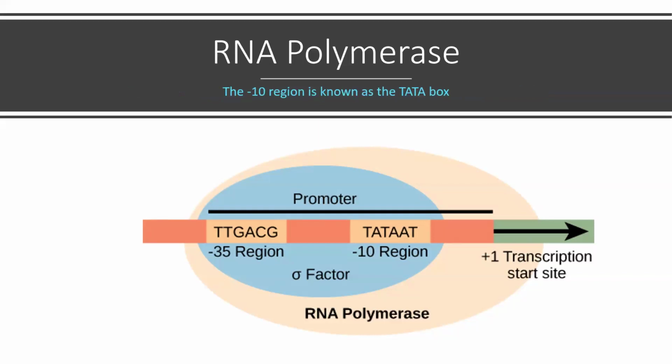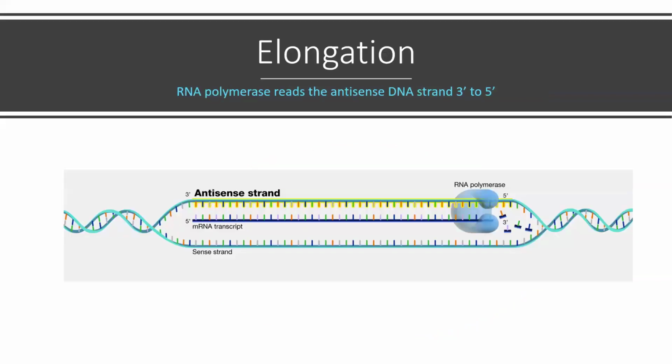You may see the term Pribnow box or TATA box referring to that -10 region because you have this TAA motif. So once polymerase is bound, once it finds its proper promoter, it's going to begin replicating the DNA, or transcribing the DNA to RNA. And it does this for all types of RNA, but when we're talking about gene expression, we're specifically talking about mRNAs.